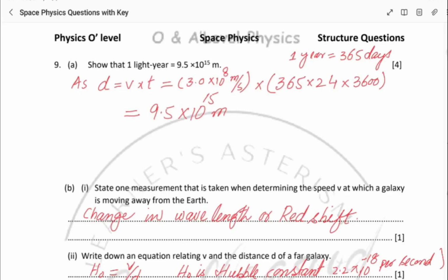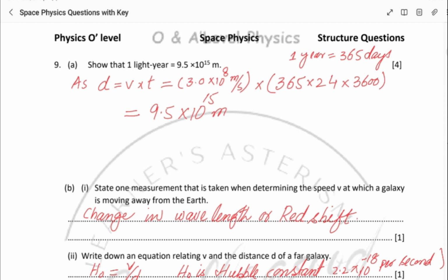Now question number 9, part A. Show that 1 light year is equal to 9.5 × 10^15 meters. The speed of light is 3.0 × 10^8 meters per second. So by using this formula, distance is equal to speed into time, we can convert this light year distance into meters.